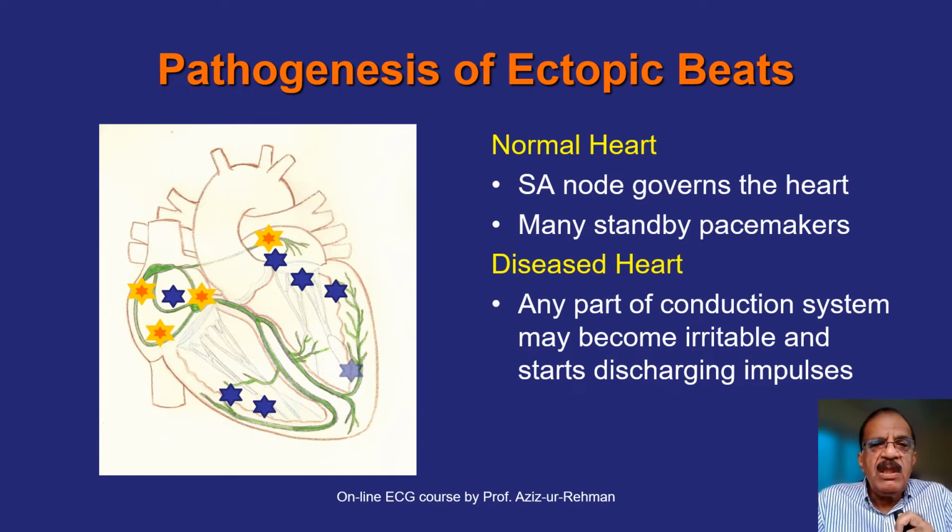Any part of the conduction system may become irritable and start discharging impulses. Now, normally these are kept quiet by the SA node, but if there is too much irritability, then this might discharge maybe in the form of just one extra systole or two or three, or it might just lead on to tachycardia. So these concepts I'm going to explain in this video.